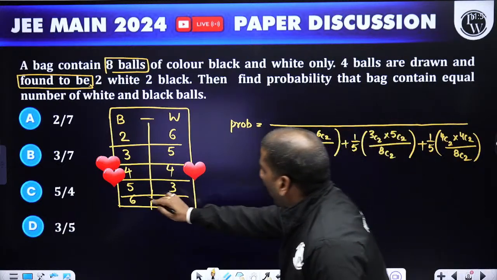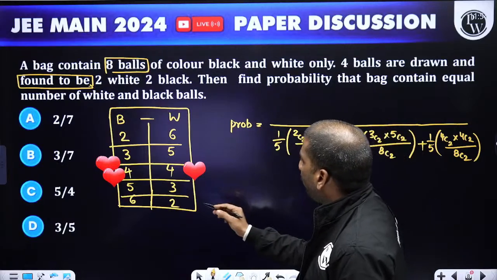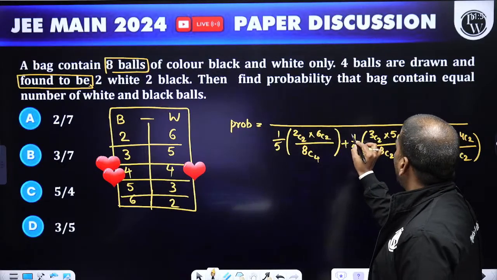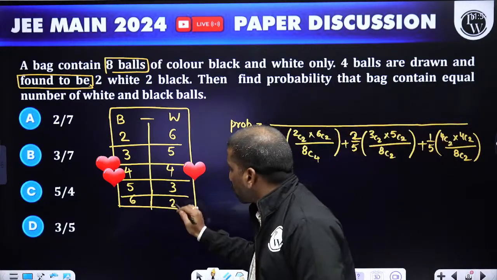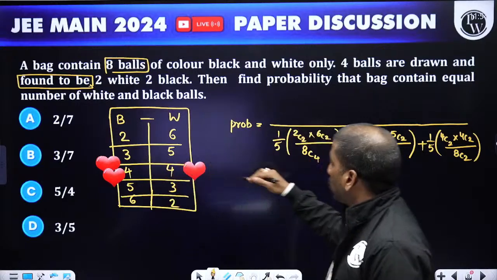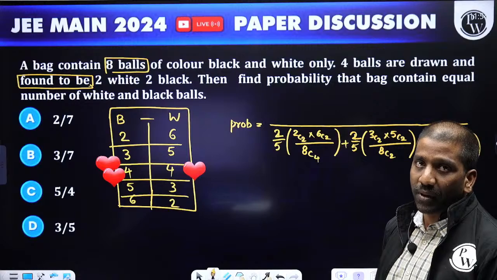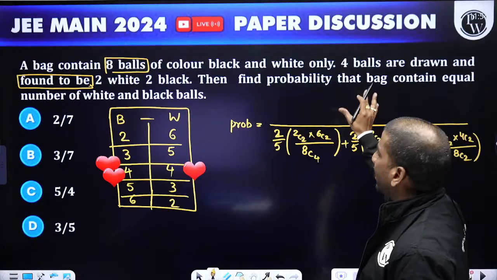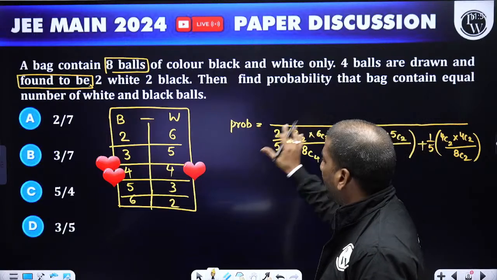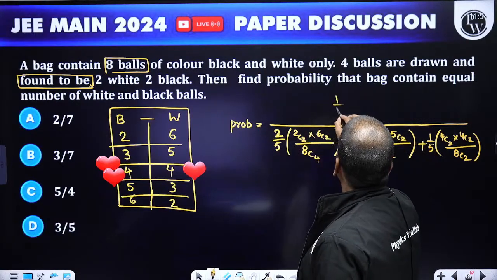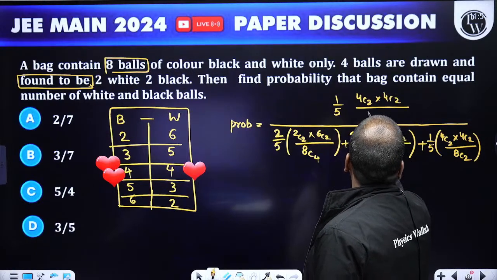Next, 5 and 3, and 3 and 5. The number of cases will be the same. Already we did the 5, 3 case, so we write 2 by 5, since 2 times it will come. Similarly, 6, 2 and 2, 6. So here we will write 2 by 5. No need to write multiple times. Now, what should be written in the numerator? The favorable case should be written in the numerator. What is the favorable case? This is the favorable case: 1 by 5, 4C2, 4C2 by 8C4.